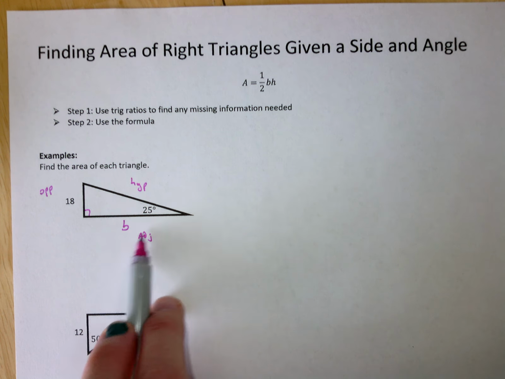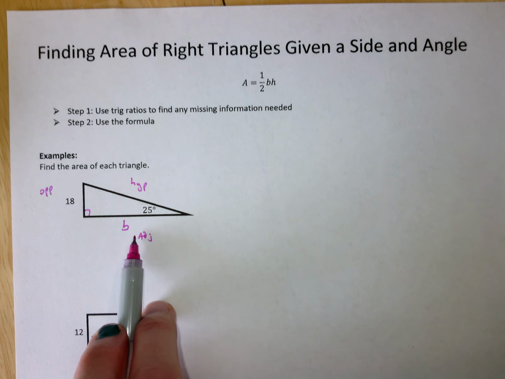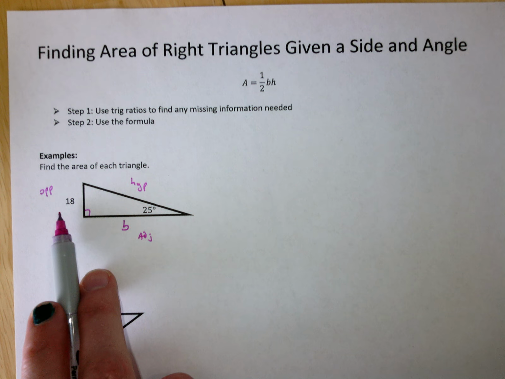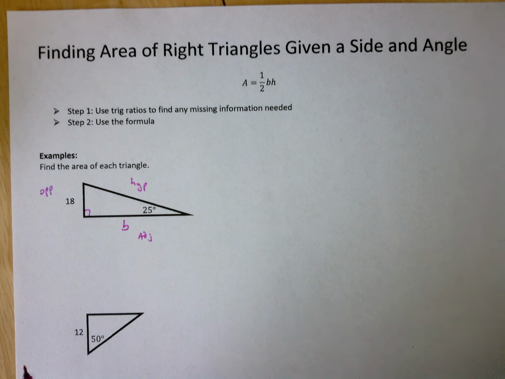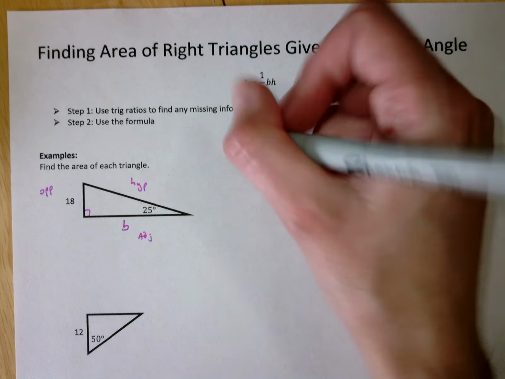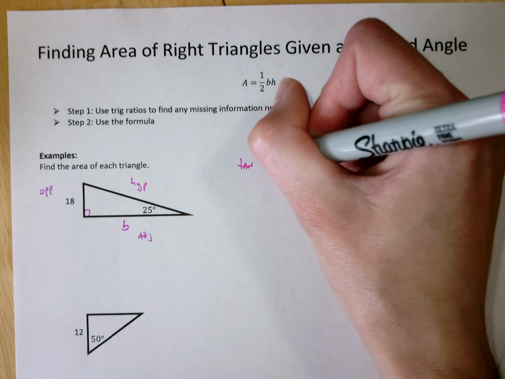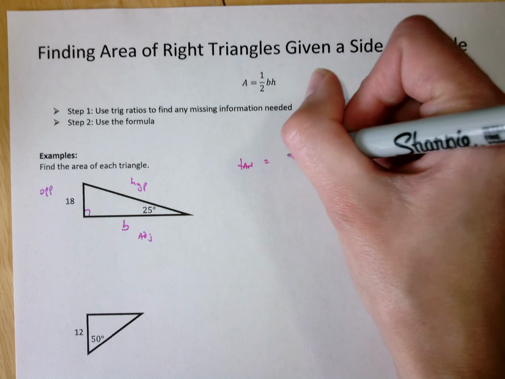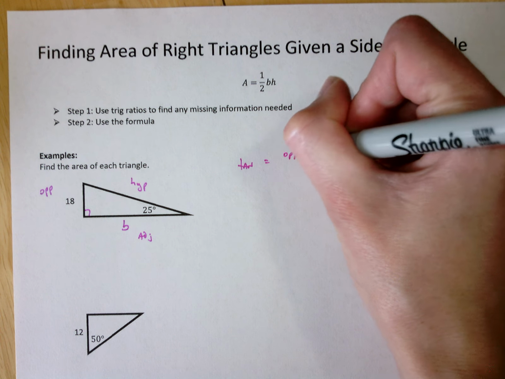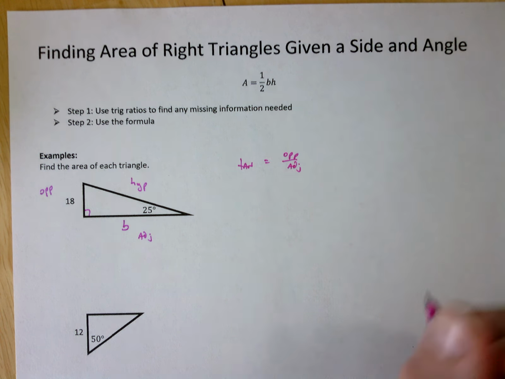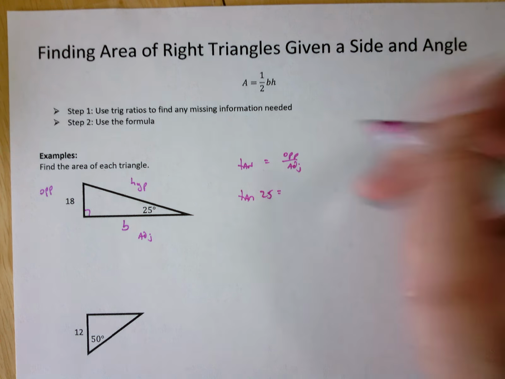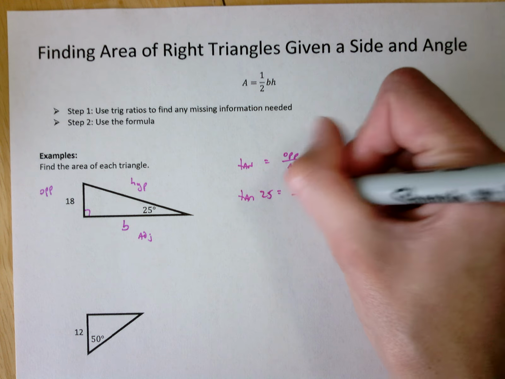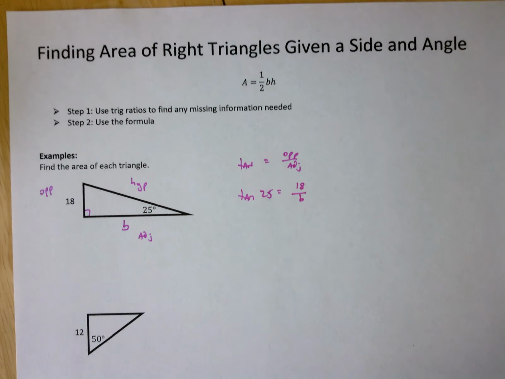So I need a trig ratio that involves this side, obviously, and the piece that I know. So I need the adjacent side and the opposite. Which one has opposite and adjacent in it? SOHCAHTOA. Tangent. So the tangent is opposite over adjacent. So the tangent of my 25-degree angle is 18 over my unknown.